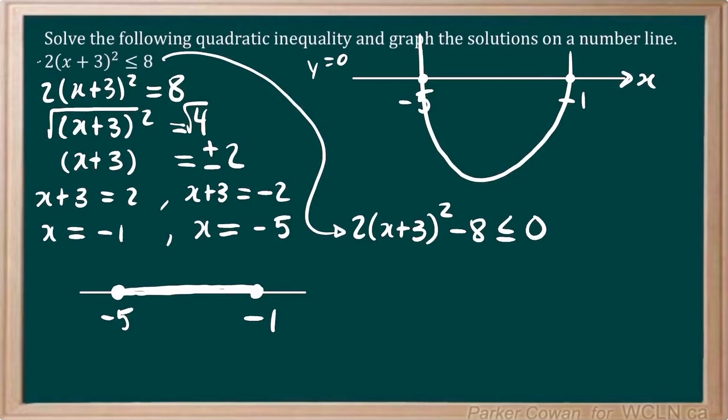You can also solve this using test points if you like, where essentially you're just going to plug in numbers between all these values, so greater than negative 1, in between negative 5 and negative 1, and less than negative 5. And if the inequality is satisfied, then you can figure it out that way, but graphing will give you the easier option, okay?